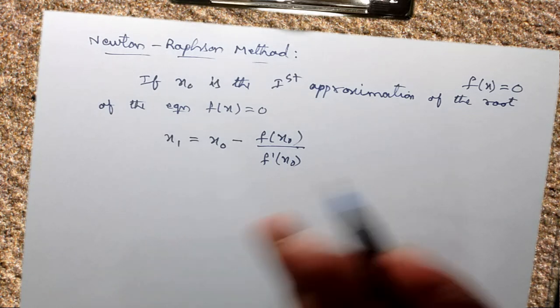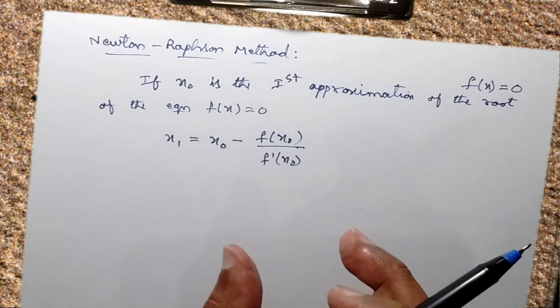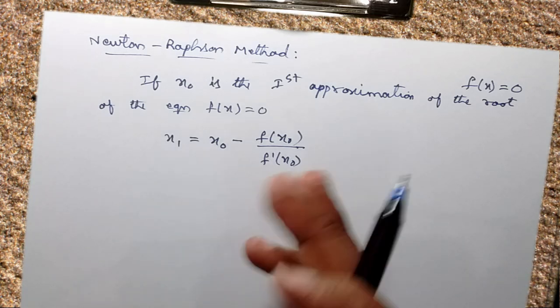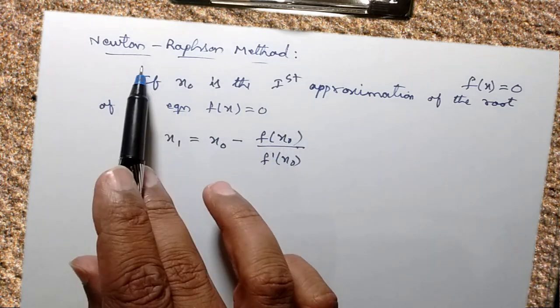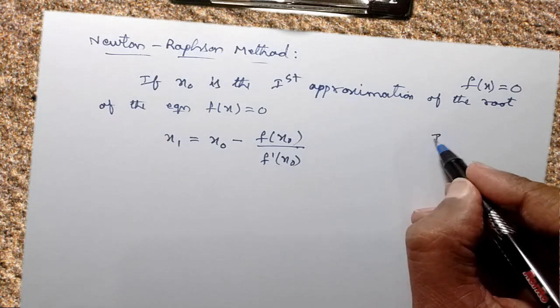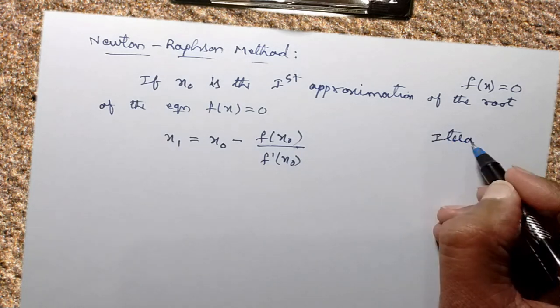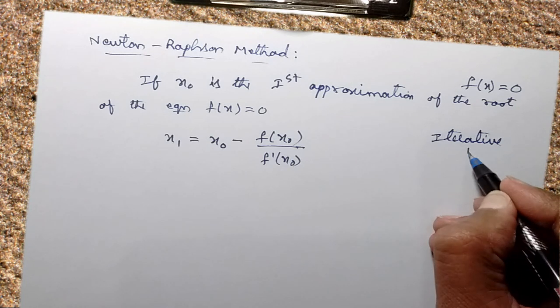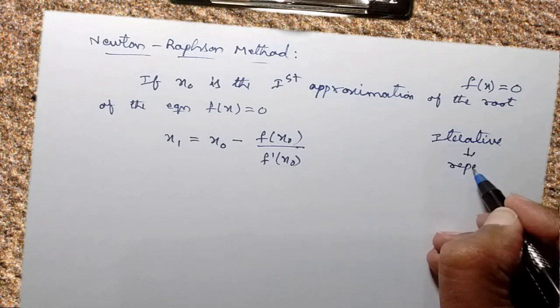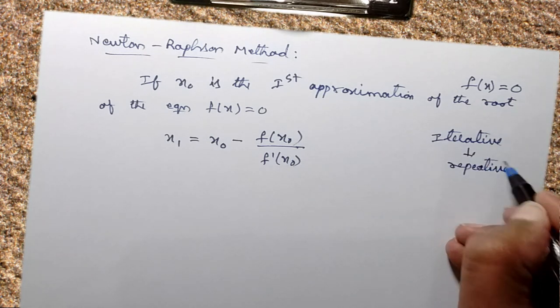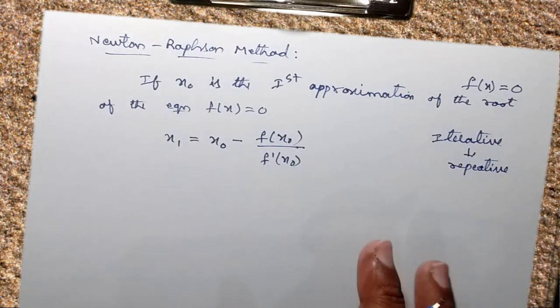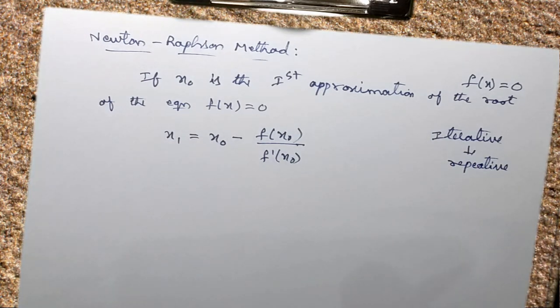You can go on repeating this process till you get the desired solution. This repetition process is called an iterative process. Iterative process is nothing but a repetitive process. We'll see how to use this repetitive process with the help of an example.